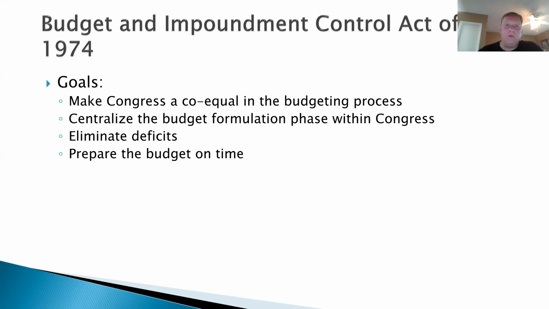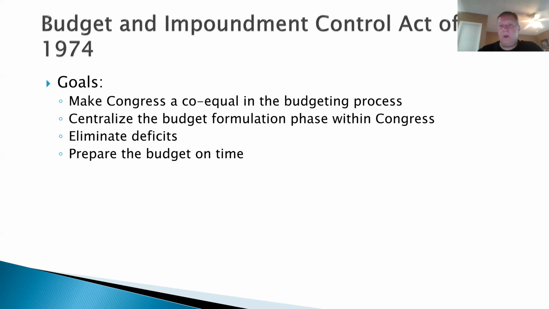The Budget and Impoundment Control Act had several different goals. The first goal, as I said before, was to make Congress a co-equal in the budgeting process, to give some resources and power to Congress to try and counter what had become a very executive-driven budgeting process.